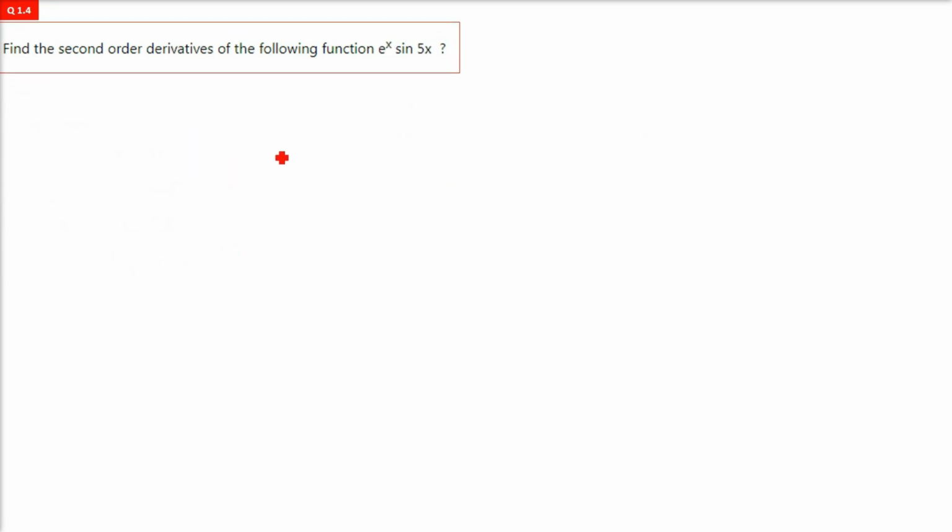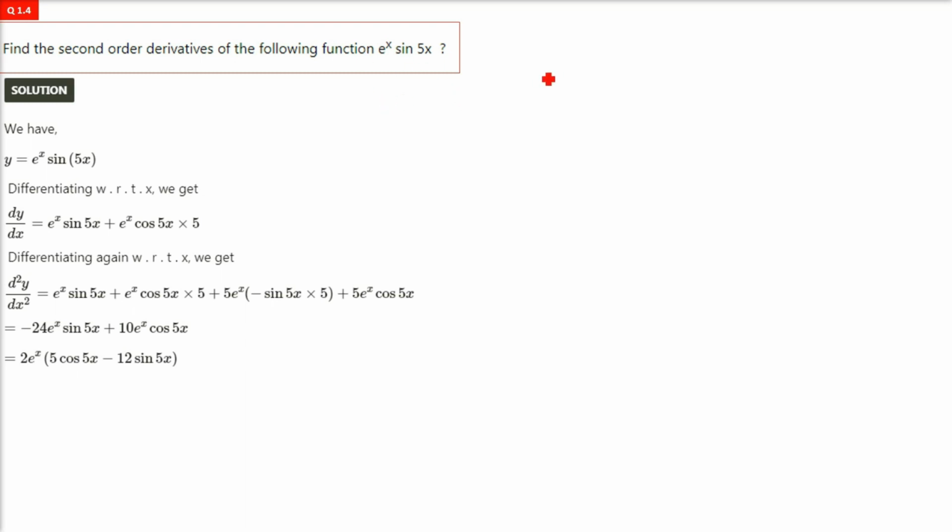Now find the second order derivative of the following function, e to the power x sin 5x. So you have to differentiate it twice. Those who want to do it by themselves can, but we will do it. We all will do it. E to the power x sin 5x. So e raise x, sin 5x gives cos 5x, and differentiation of 5x will be 5. This will be 5 e raise x cos 5x. Then we have a plus. Now you can take this sin 5x outside, and differentiation of e^x will be e^x.